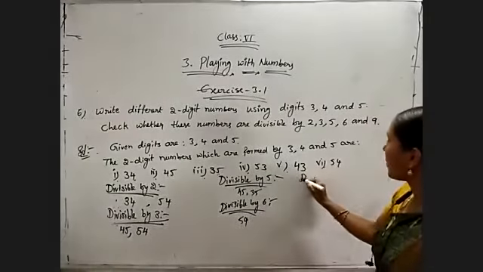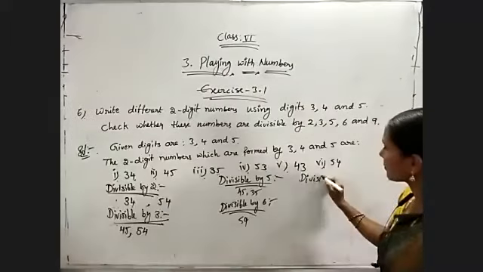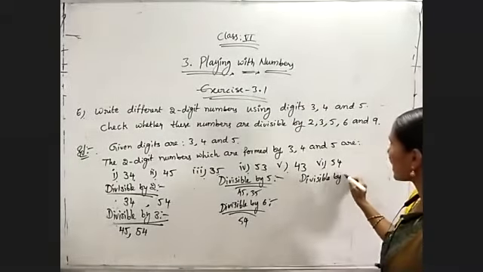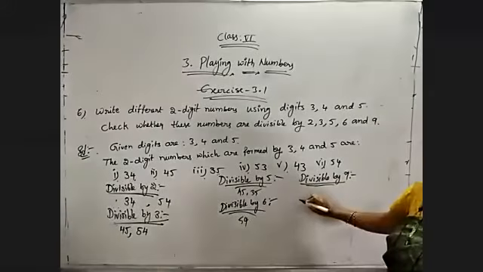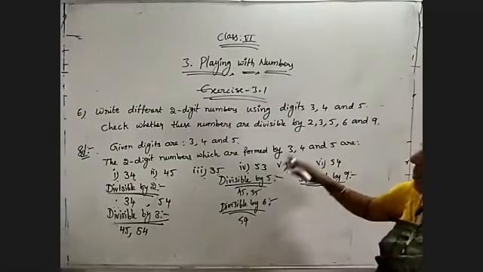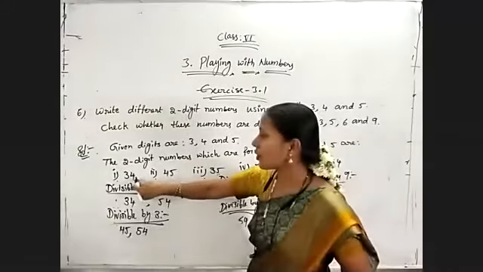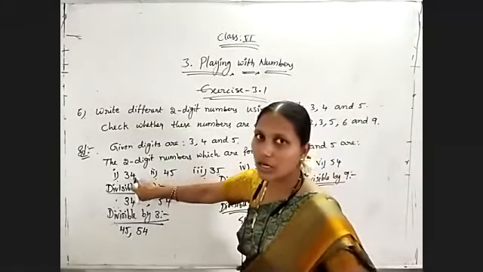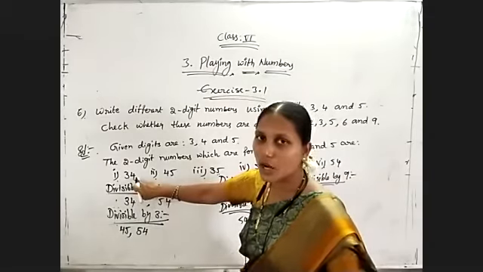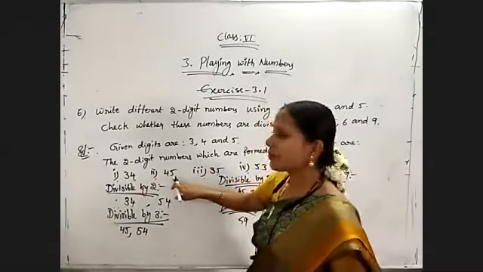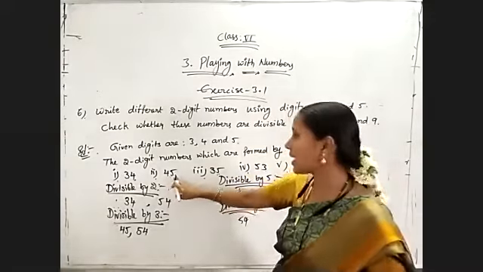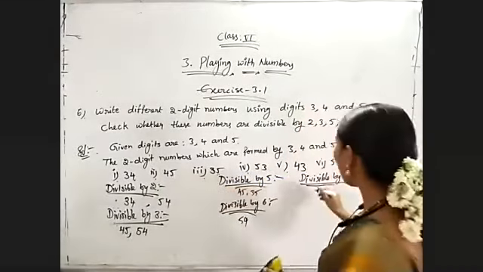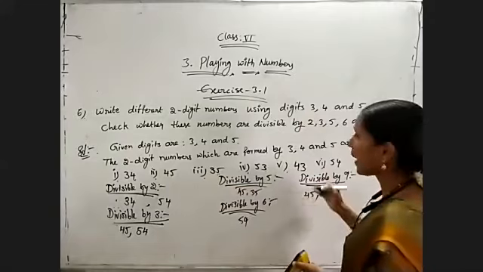Now divisible by 9. So what is the divisibility rule of 9? If the sum of the digits is equal to 9, then it is divisible by 9. So observe 34. 3 plus 4, 7. So it is not a multiple of 9, so it is not divisible by 9. 45, 4 plus 5 is 9. 9 we will get in 9 table. So 9 is a multiple of 9. So 45 is divisible by 9.